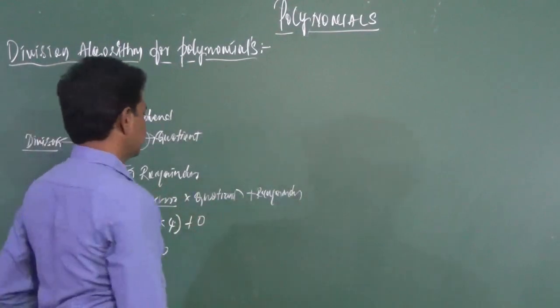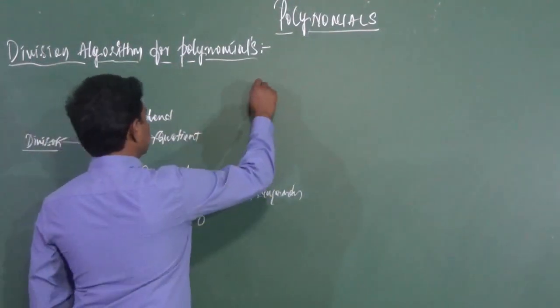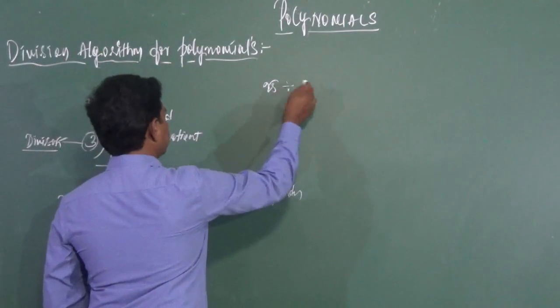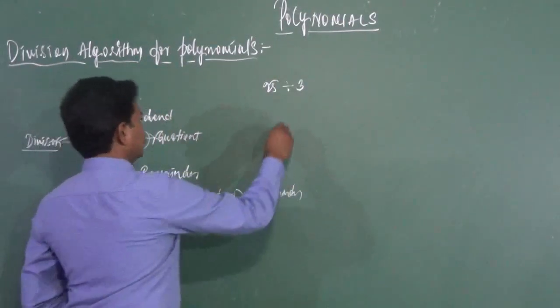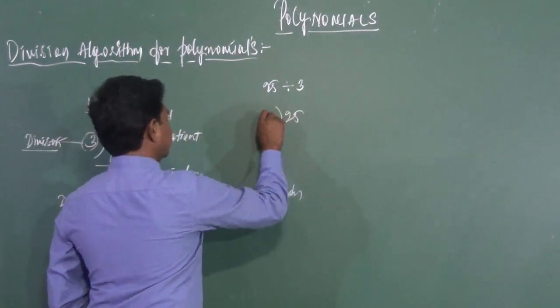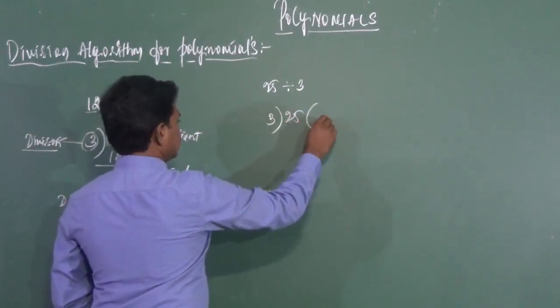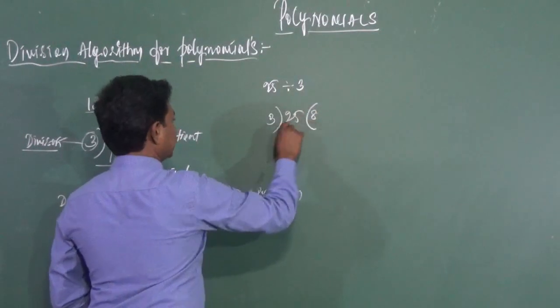Right? Okay. I will take up another example. Let us divide 25 by 3. So this is the division process. 25 I am going to take here. 25 is there. 3 eights are 24.